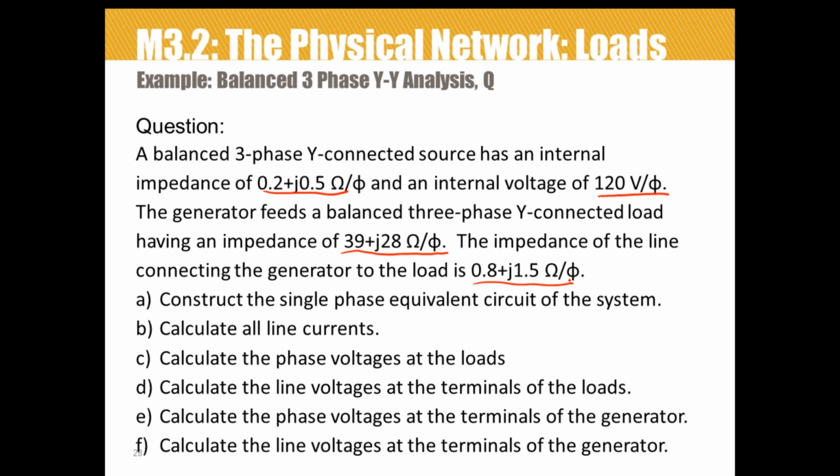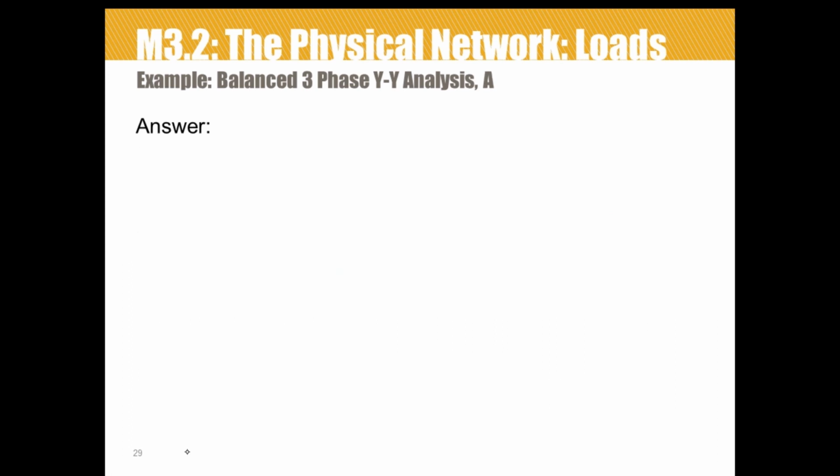So we've got all these resistances and inductances. What we want to do now is construct a single-phase equivalency circuit for the system. We then want to calculate all the line currents in the system, and calculate the phase voltages at the load. We want to calculate the line voltages at the terminals of the load, calculate the phase voltages at the terminals of the generator, and calculate the line voltages at the terminals of the generator. So we'll do each of those steps. So A is to calculate the single-phase equivalency diagram. We know that the generator generates 120 volts. We're going to draw the A phase, which is the reference phase at 0 degrees.